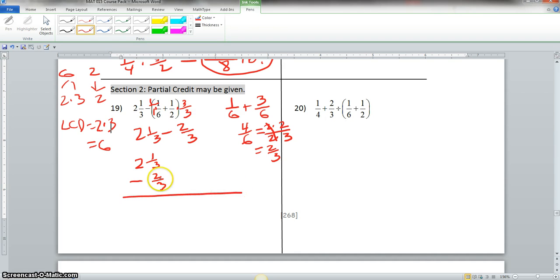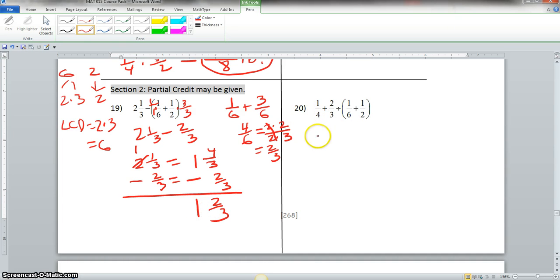Now, if you notice, this fraction is larger than this fraction, so we know we have to borrow 1 from here. So when we get here, we'll have our minus 2/3, and this will be 1. Our denominator will be 3, but our numerator, remember, we take our denominator plus our numerator. So that will give us 4/3. 4/3 minus 2/3 is 2/3, and we bring down our 1.